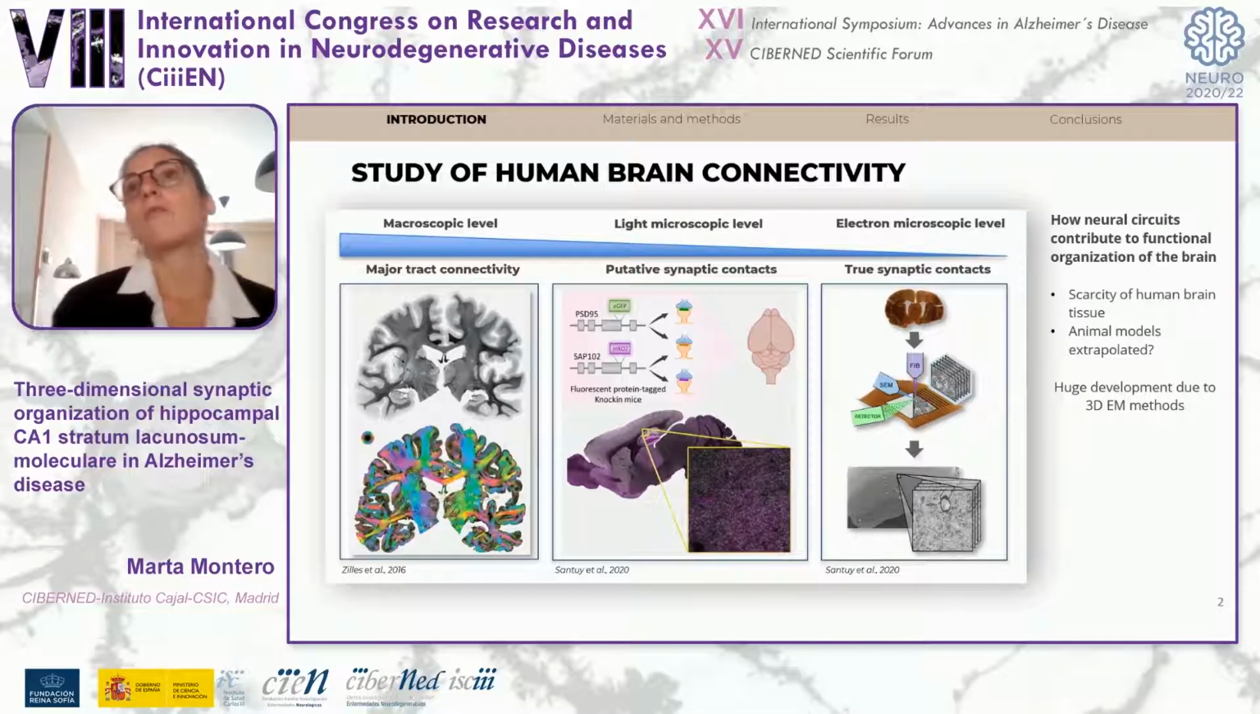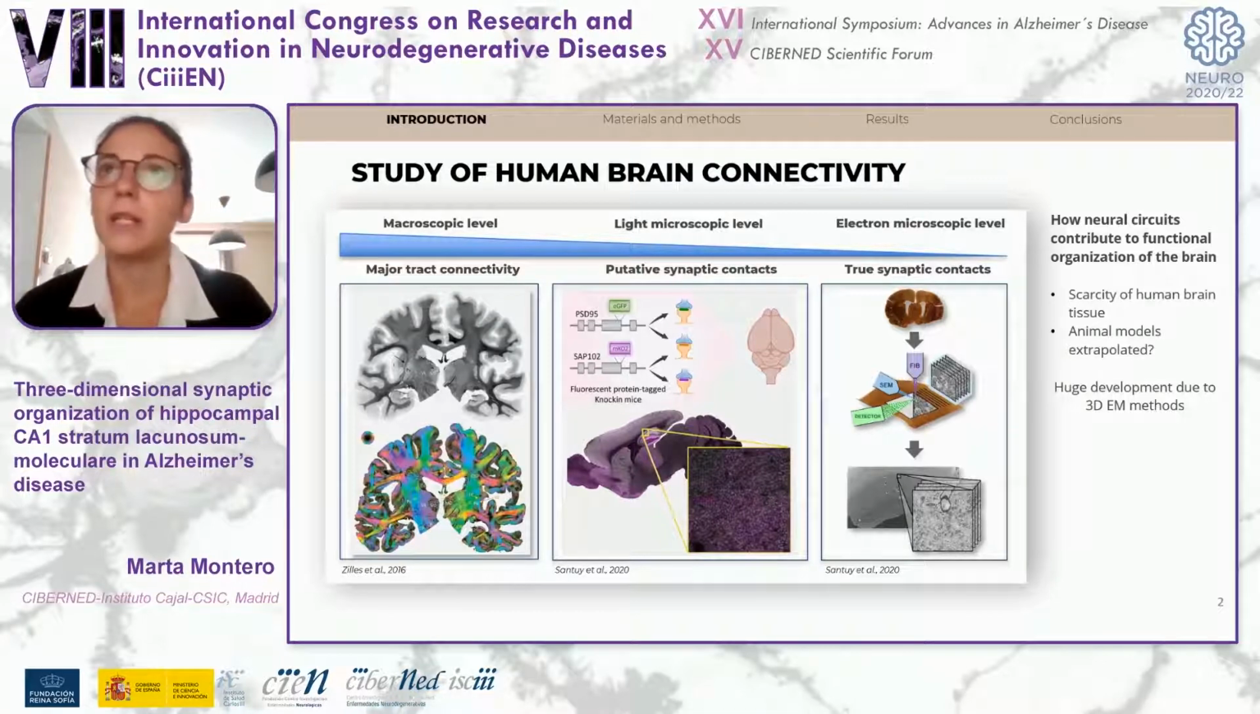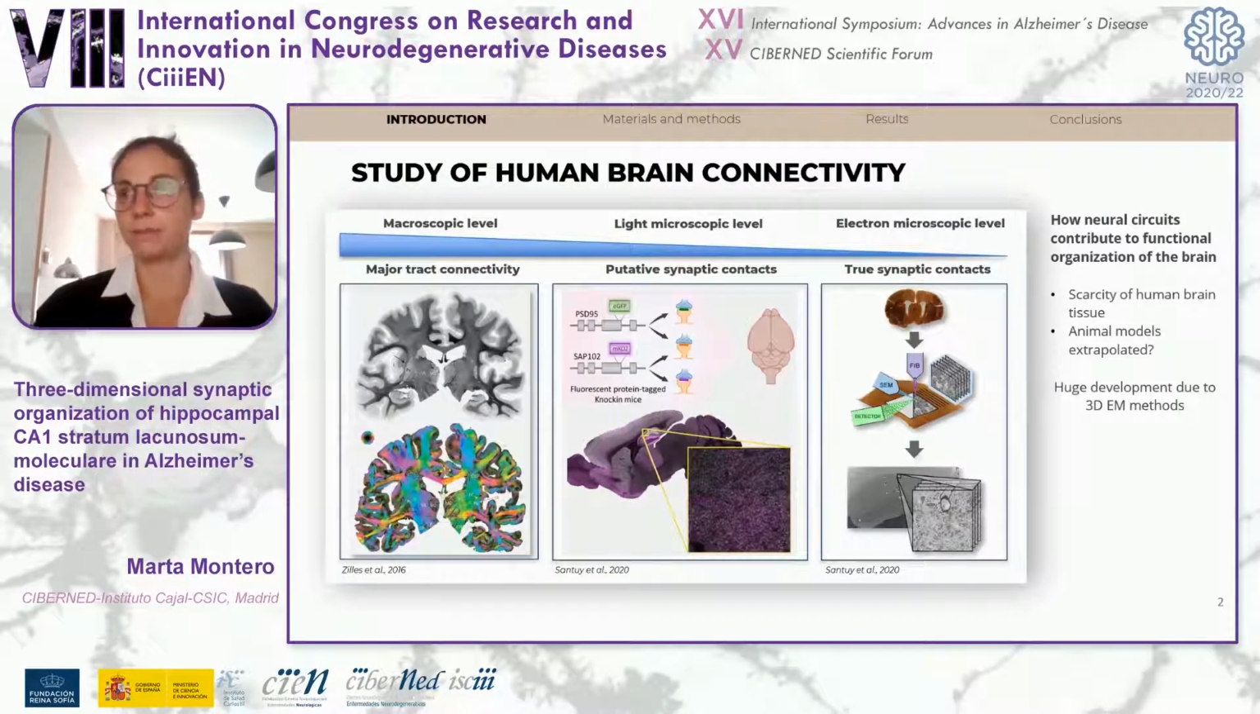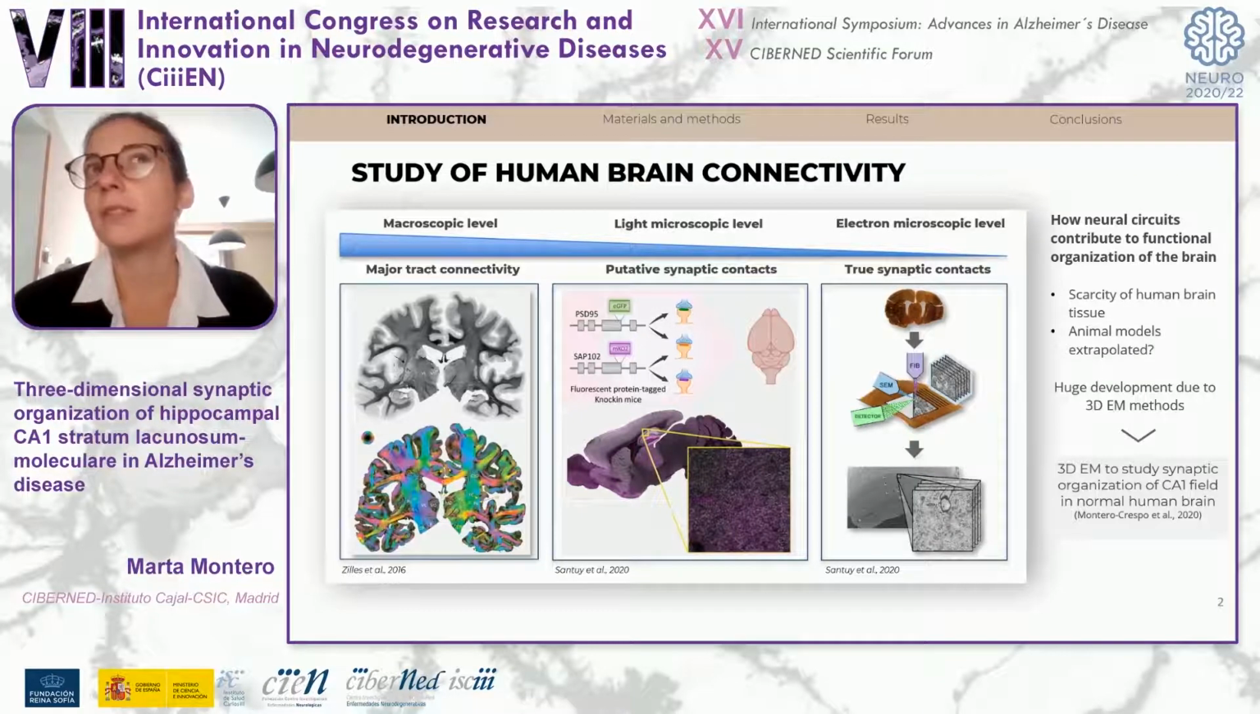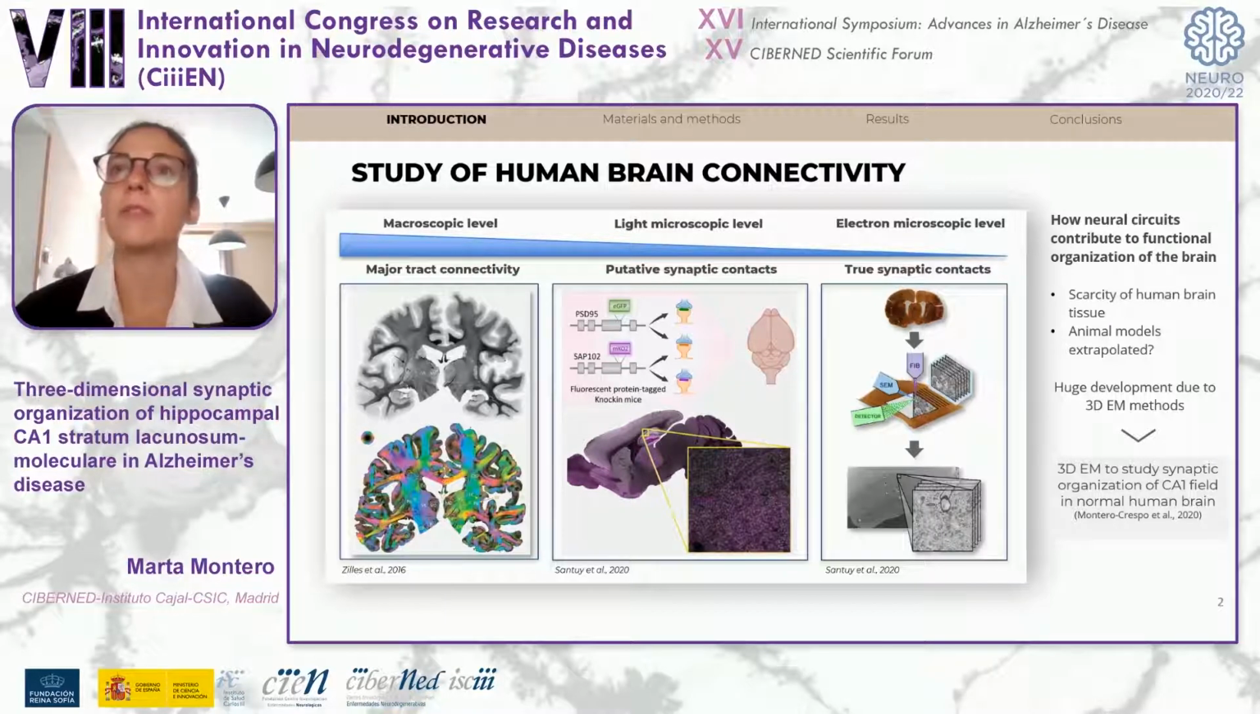In that sense, we have recently shown in our group that volume electron microscopy can be applied to the ultrastructural study of the human brain obtained from autopsies and biopsies, yielding excellent results. In fact, we already applied three-dimensional electron microscopy to study the synaptic organization of all layers of the CA1 field in the normal human hippocampus, and we observed that there were remarkable differences also in the synaptic organization of stratum lacunosum moleculare compared to the rest of CA1 layers.